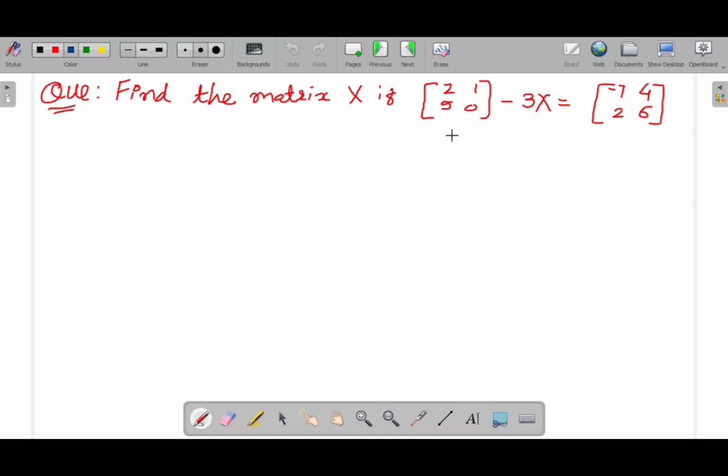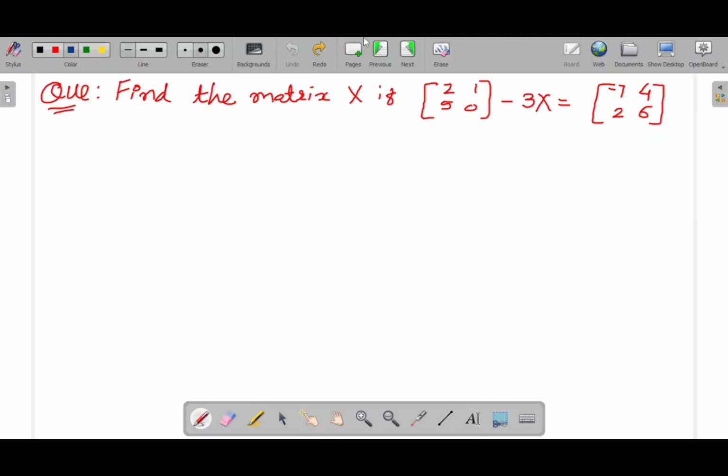So, here X is our unknown matrix and we have to calculate it. Now, there are multiple methods to calculate this kind of sum. But with my experience of 20 years, I got one method which is easy and applicable in all types of sums. So I would prefer to go with that method.